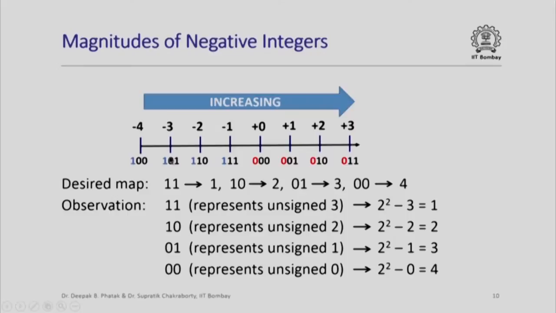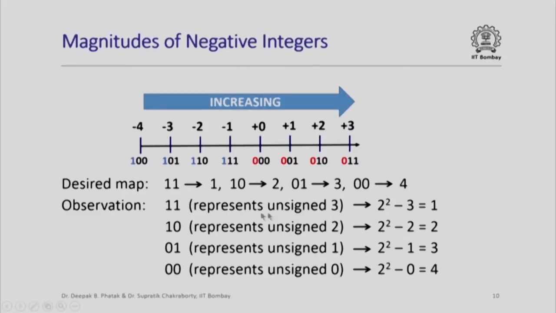Similarly, 01 as an unsigned integer represents 1, we wanted to represent 3. So it can be thought of as 4 minus 1, which is 3, and similarly 00 as an unsigned integer represents 0, we want it to represent 4, so it can be thought of as 4 minus 0, which is 4. So this basically tells us that if we want to get the magnitude of the negative integer from this binary representation in 2's complement, we can just look at the bits that claim to represent the magnitude.